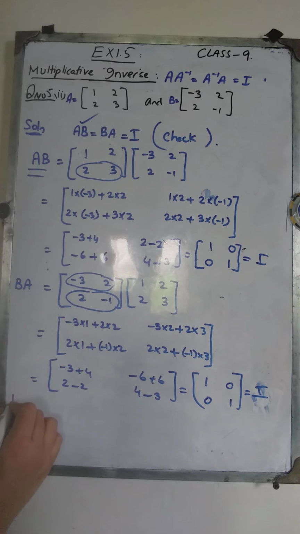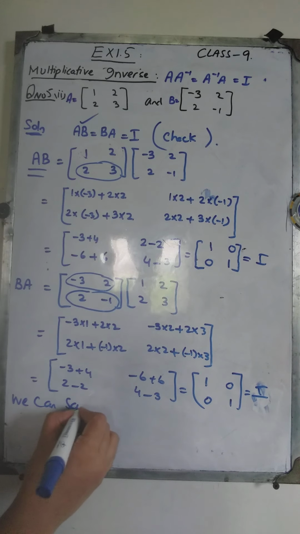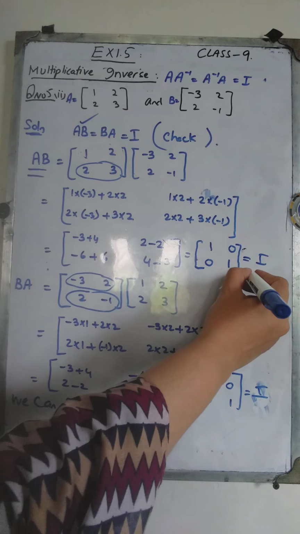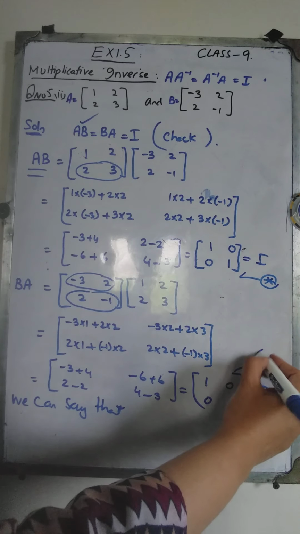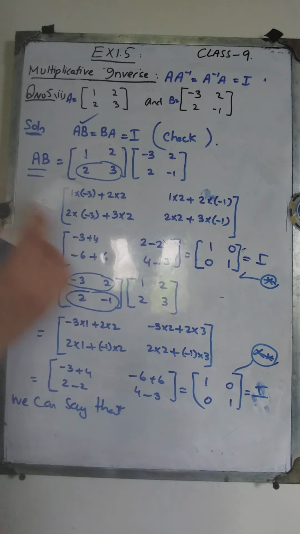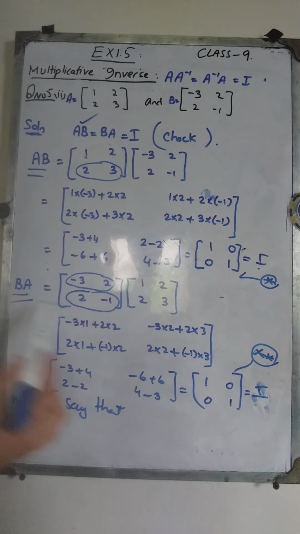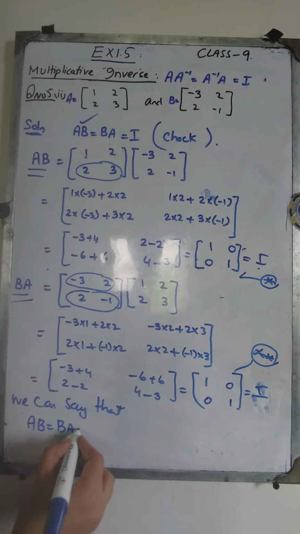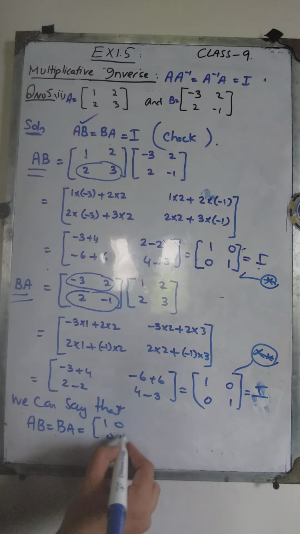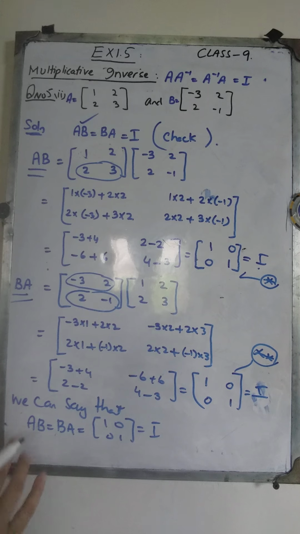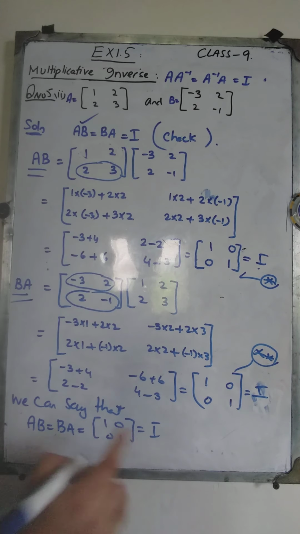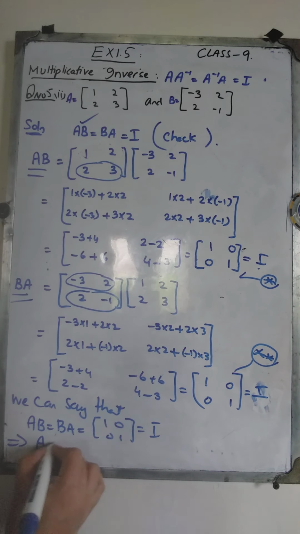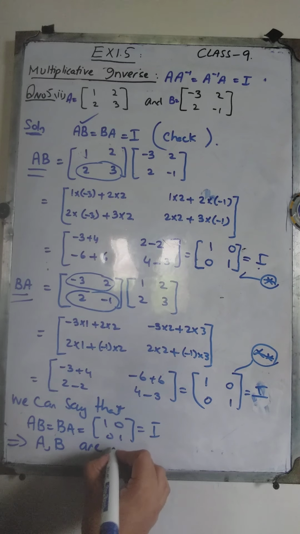So we can say that from this equation and from this, AB is equal to I and BA is also equal to I. So AB is equal to BA is equal to the identity matrix 1, 0, 0, 1 or I. Therefore A and B are called multiplicative inverses of one another because A into B and then B into A both are equal to I.